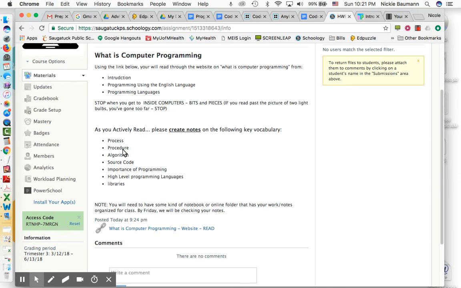So your notes are going to have these definitions or vocabulary words: process, procedure, algorithm, source code, importance of programming, just do a quick summary, some higher level programming languages, so you're going to list some, and then what are libraries and how are they used. We're going to go through these probably on Monday, the following Monday. But we're going to really talk about some of these things as we start learning about Java through this week. So it's good to have some of that foreknowledge ahead of time.